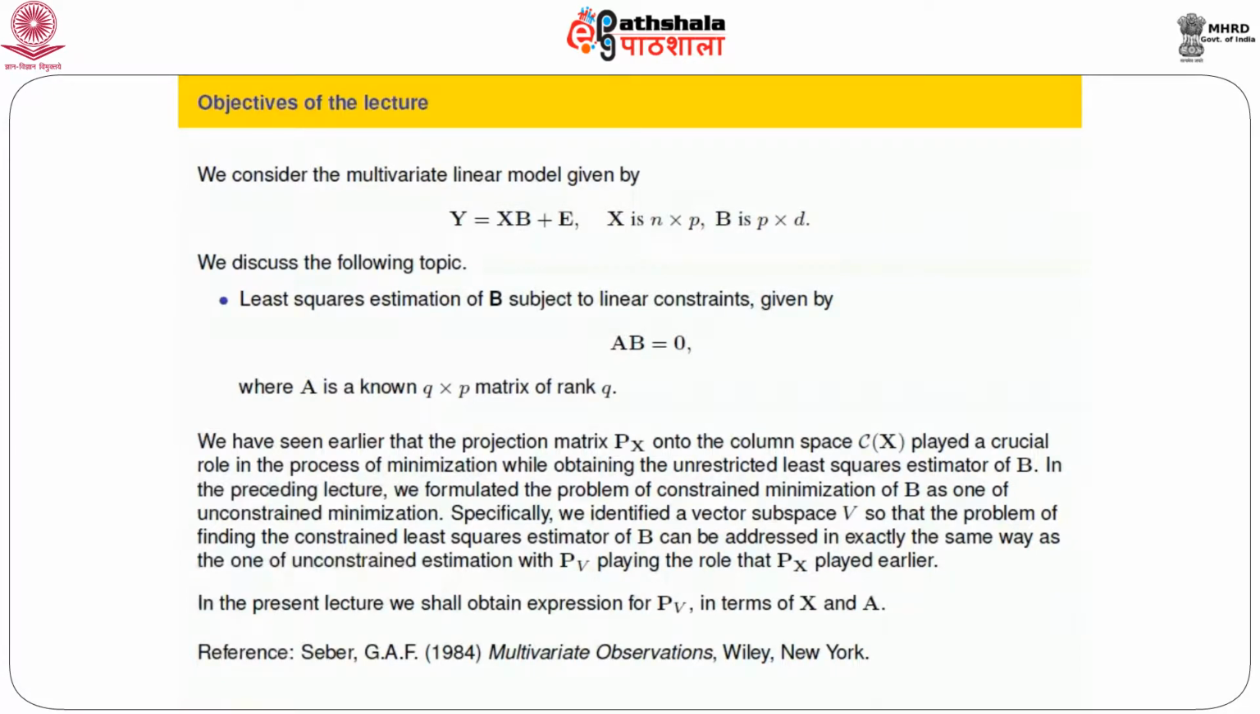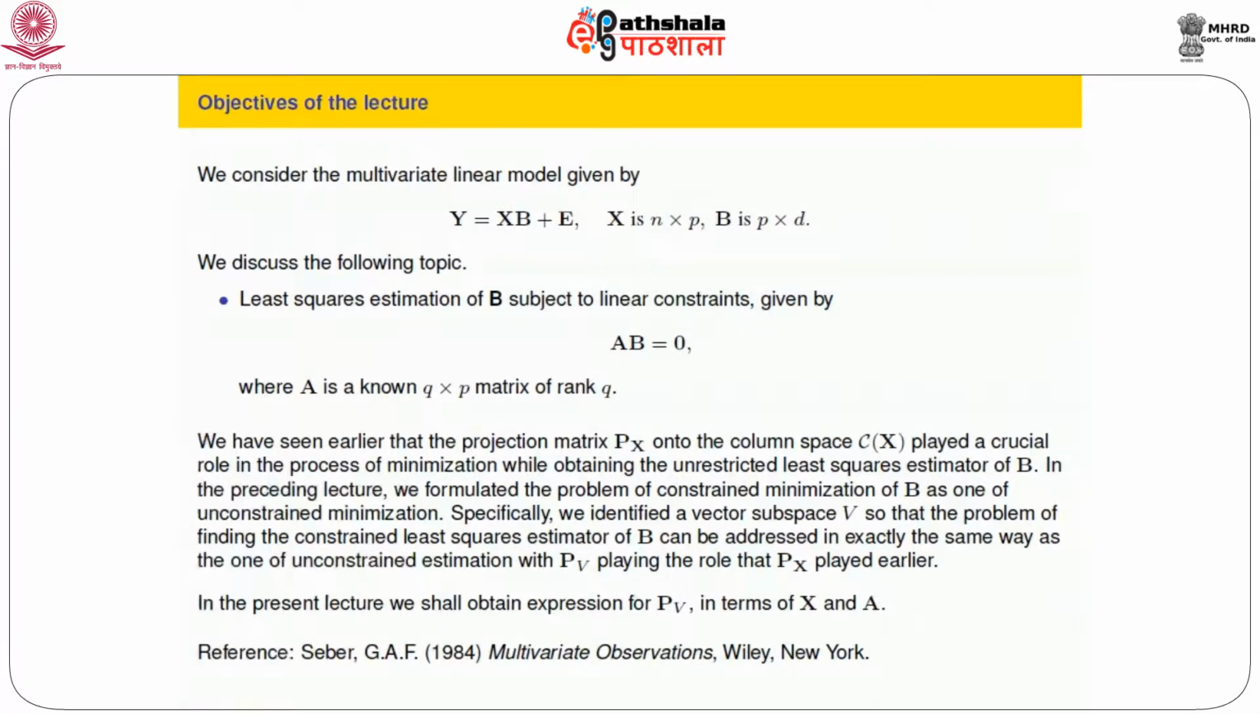Y is equal to xb plus e, X is n cross p, B is p cross d, etc. And these are the rows, y1 transpose up to yn transpose, and these are the columns, y superscript 1, y superscript 2 up to y superscript d. So what are these rows? Yi transpose, suppose y1 transpose, is the vector of observations on d response variables for the first sampling unit. Similarly for the other sampling units going from 2 through n. And these are the columns. This jth column consists of n independent measurements on the jth response.